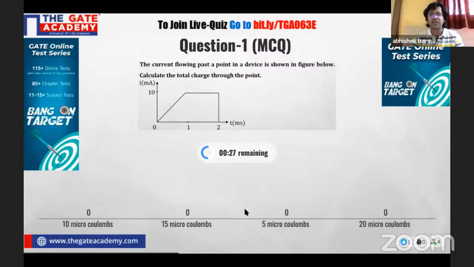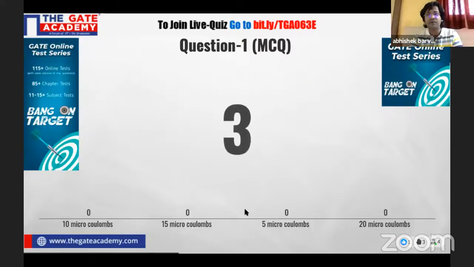There are only 27 seconds left now. Let me see how many people can answer this question. We have 20 seconds now. Guys, this is a very, very easy question. The graphical representation of the current is given and you have been asked the total charge passed through that point. Let me see how many people can answer. The countdown has started. 4, 3, 2, 1, and there we go.